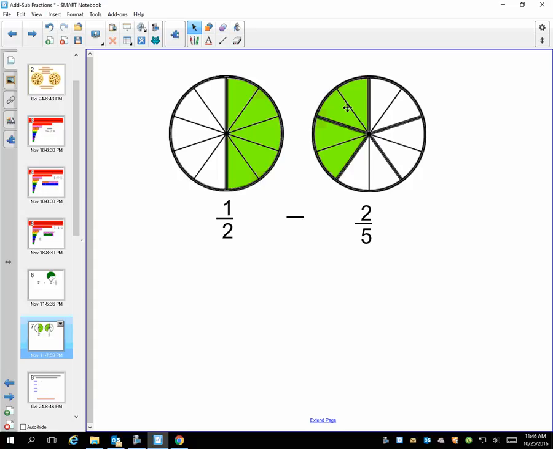And I want to take this much away from here. So I'm just going to count 1, 2, 3, 4. So my answer is right there. My answer is 1/10. All right, let's move on to the steps to doing it without pictures.